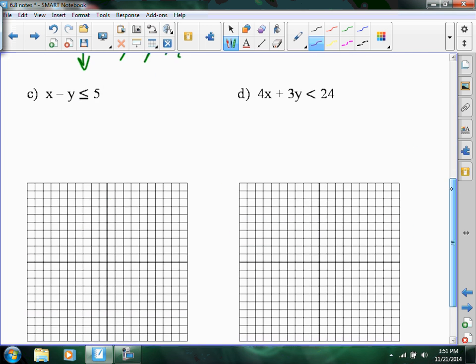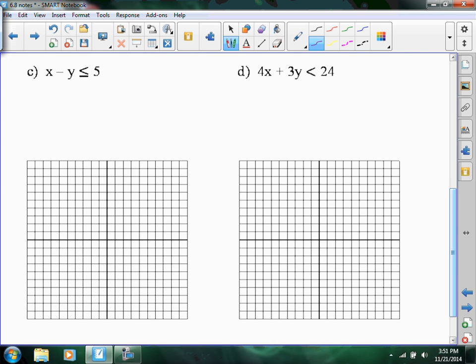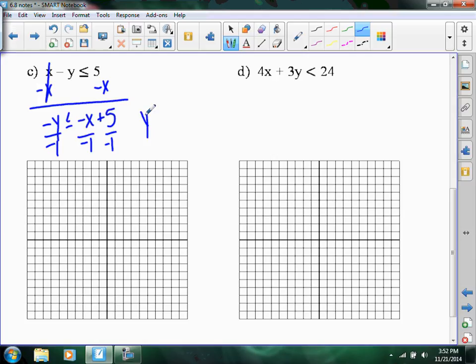Okay, now for part C and part D, we might have to do a little work first. We're going to have to solve them for y. So for part C, I'm going to have to subtract the x to the other side. Now I still have a -y is less than or equal to. I want to put the x first and then the 5 so that it's in proper slope-intercept form. And then I have to divide everything by a -1, so I get rid of the -1 in front of the y. So I'll have y. Now when I divide by that -1, I have to flip my inequality sign. So greater than or equal to x minus 5. So that's my slope-intercept form that I'm going to be using to graph now.